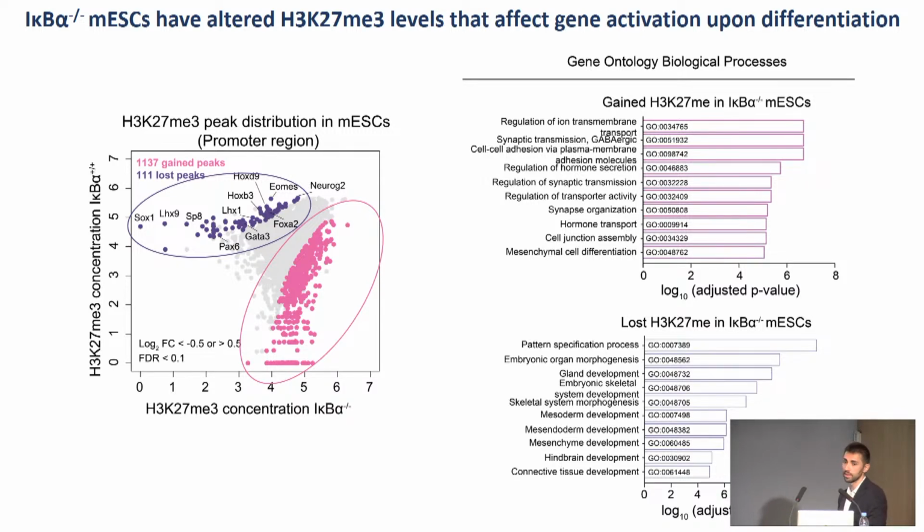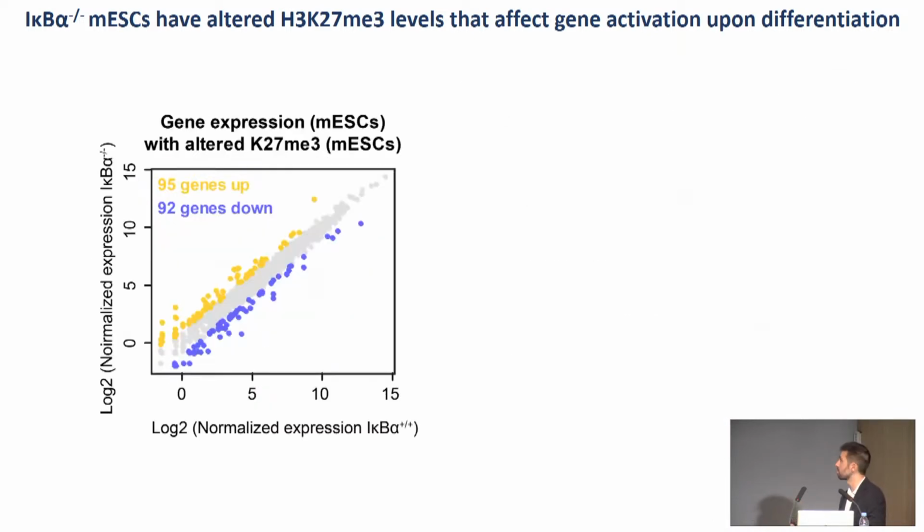So is this change in the distribution of lysine 27 having any functional implication? So what I did was to take the genes that were having differential lysine 27 binding and check how their expression was in the mouse ES cells. And as you can see here, although I saw some genes that were presenting different expression patterns, I didn't observe a huge dispersion of the expression of those genes in the mouse ES cell state.